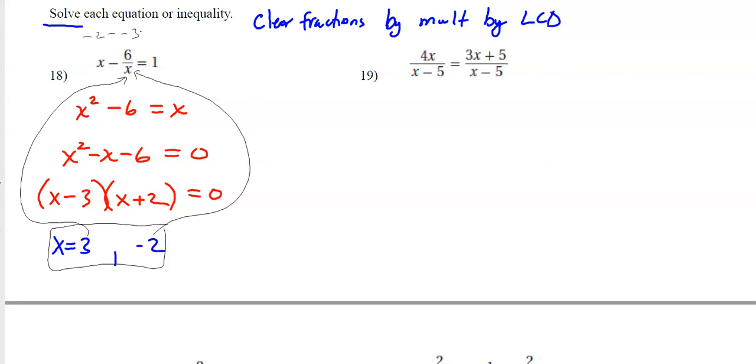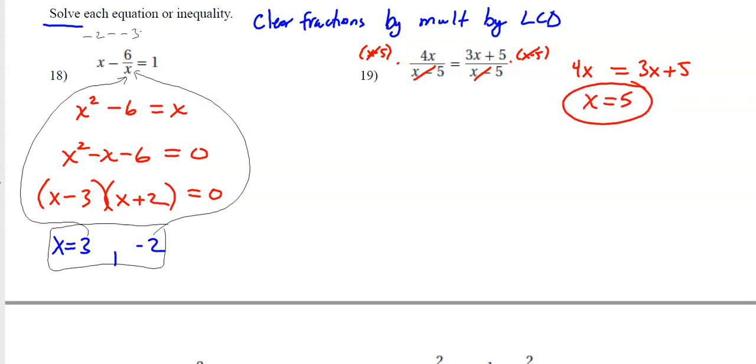I see that I have 4x over x minus 5 and 3x plus 5 over x minus 5. The shortcut is you can basically just come over here and just solve the 2 tops. You can just get rid of the bottoms and just solve the top, because technically all I'm doing is the least common denominator is x minus 5. So if I times this side by x minus 5, and I times this side by x minus 5, all these just cancel, and I'm just left with the top, which just ends up being x equals 5.